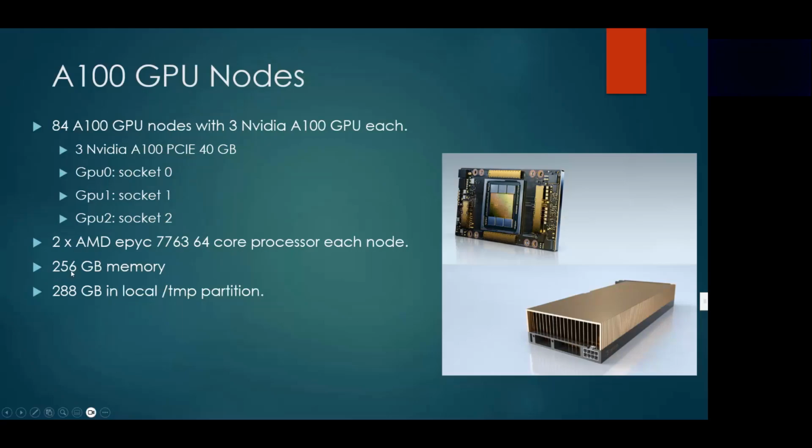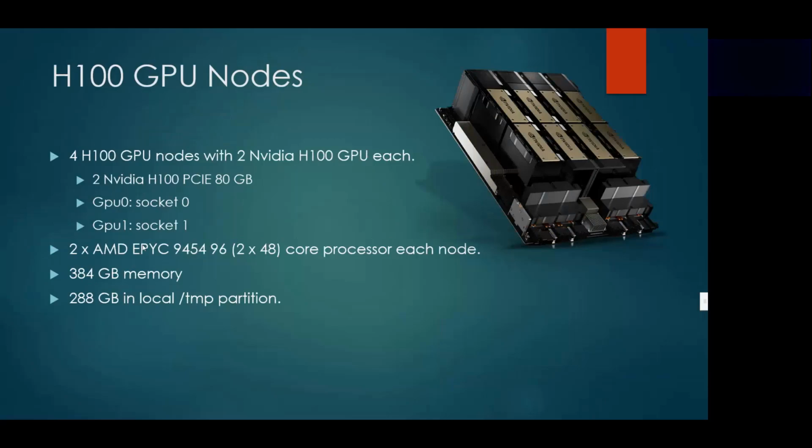Okay, the memory: this is computer memory. This memory is only for the GPU card. The machine memory is 256, and each one has 2 AMD processors, more powerful. H100, they only have 4 nodes. This is the top line. NVIDIA's most powerful GPU, they call it H100. They only have 4 computers. Each computer has 2 NVIDIA H100. Here is actually 4.